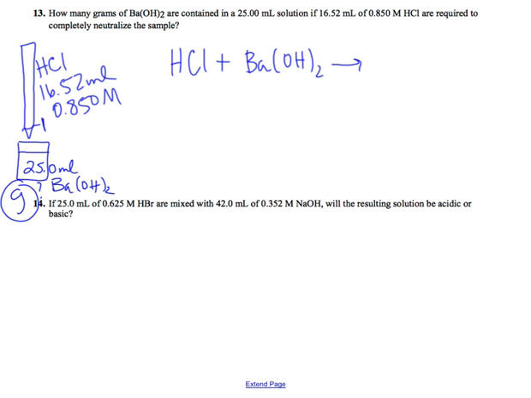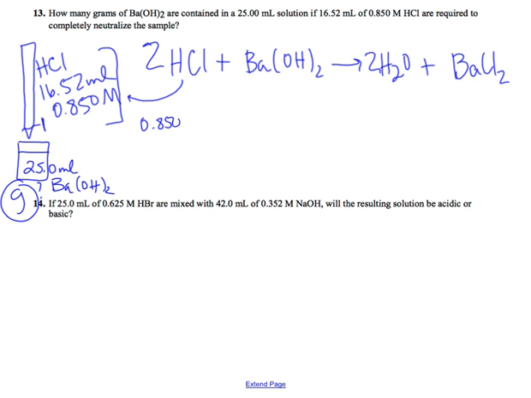What's our final product? Acid and a base always makes water. What salt are we making? Barium chloride. So we need 2 Cl's, and we need 2 OH's and 2 H's. So that'll work. All right. So the first step is to find moles of the known. What's our known? This HCl is.